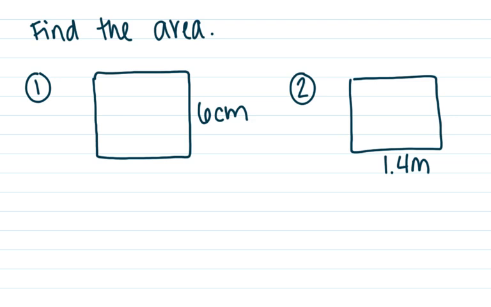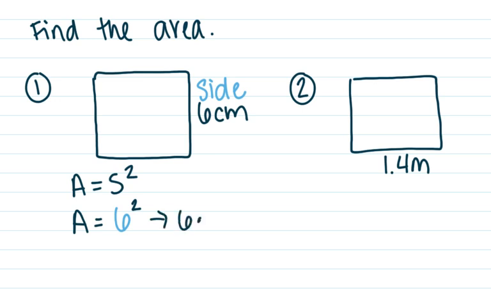So here it says find the area. These are squares, so we have 6 centimeters. Our area formula is A equals S to the second power. This is our side right here. So when I plug that number into my area formula, that's going to be 6 to the second power. Again, that means 6 times 6. Well, what is 6 times 6? That is 36.